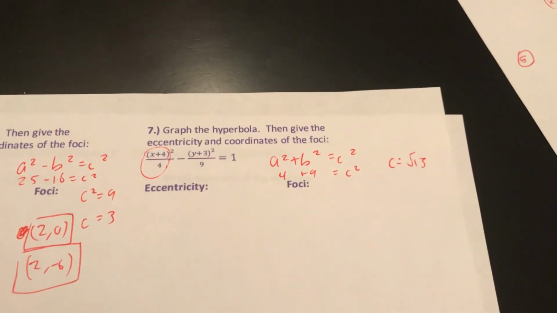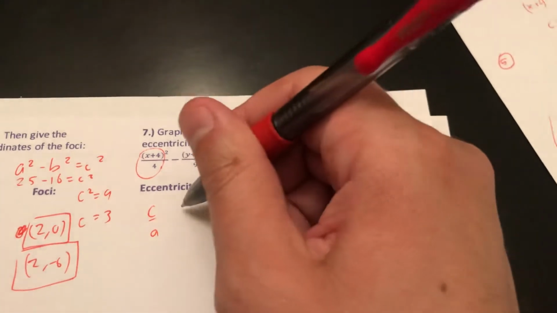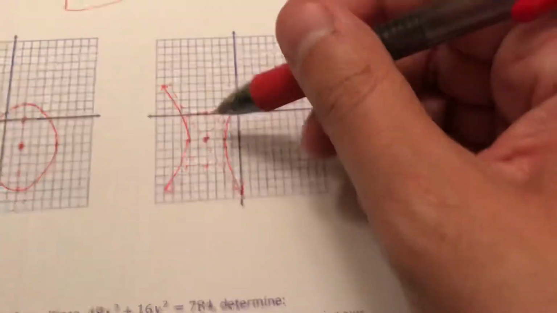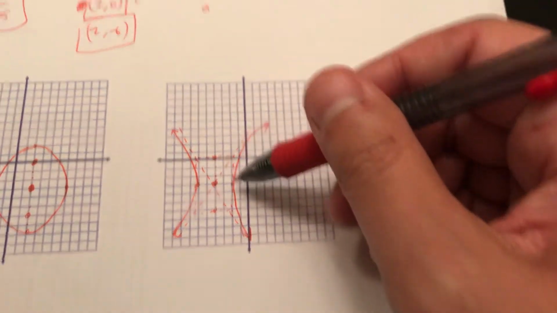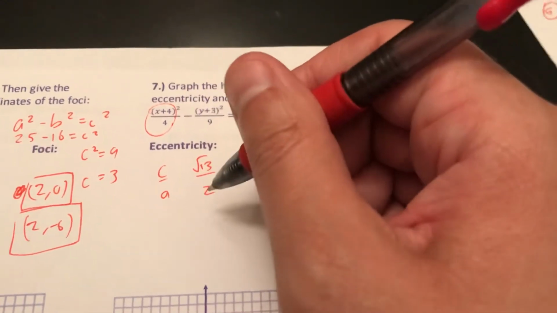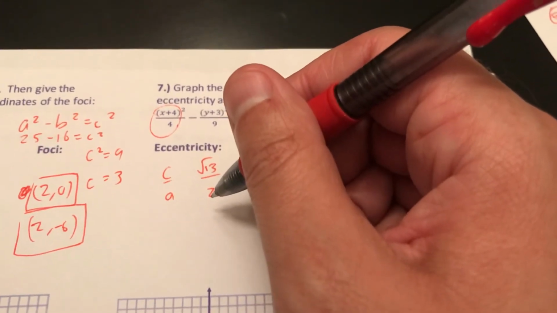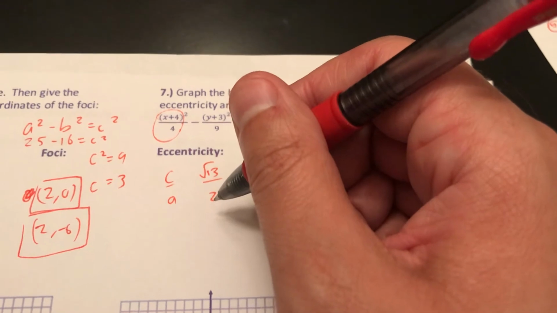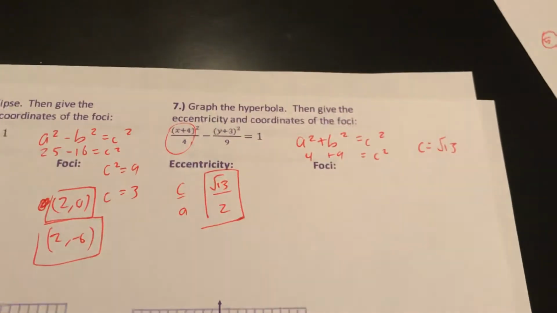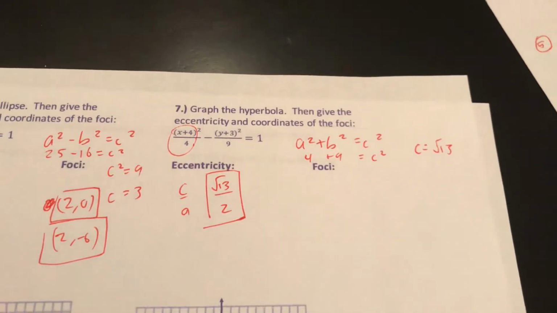All right, back to the eccentricity. Eccentricity is c over a. My c value here was radical 13. My a value is just basically how far I'm going in either direction. So my a value is going to be 2. So radical 13 over 2 is going to be my eccentricity. Let's see, so c over a. Yeah, that should be right.